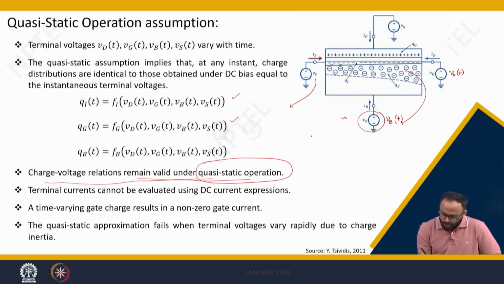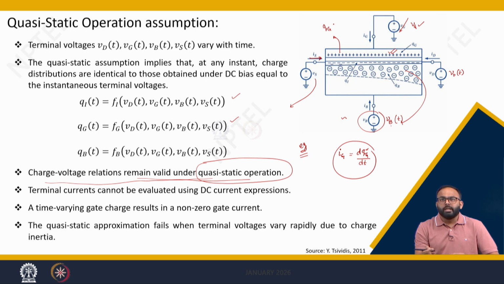Why? Because to understand this, let us take an example. You are changing the gate voltage very slowly. When you change the gate voltage, in response the gate charge will change, and hence there will be a current, which is Ig. This is nothing but dQg divided by dt, where Qg is the charge in the gate which was the result of the change in the gate voltage.